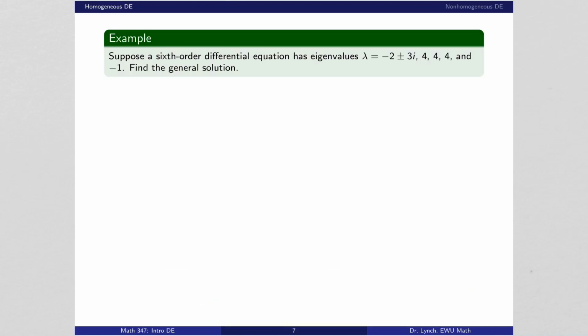Suppose that we have a 6th-order differential equation, and we've identified the eigenvalues of that differential equation. 2 plus 3i and 2 minus 3i are a conjugate pair. 4 is an eigenvalue with multiplicity 3, right? It's an eigenvalue 3 times. And minus 1 is an eigenvalue. Okay, so let's find the general solution of this differential equation.